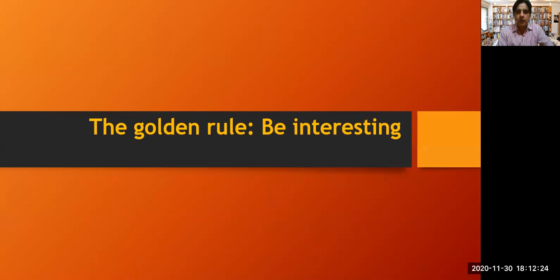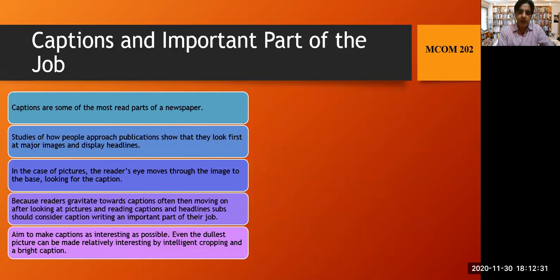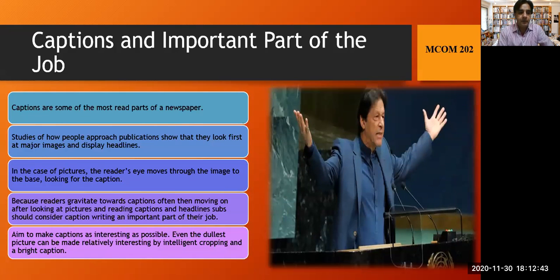So there are some golden rules. Number one rule is be interesting. I know it is difficult, but you need to be interesting. Captions are some of the most read parts of the newspaper, and studies of how people approach publications show that they look first at major images and display headlines. In the case of pictures, the reader's eye moves through the image to the base, looking for the caption. You have probably noticed that whenever you see a picture in a newspaper, you always look for a caption, to see what this picture is all about.